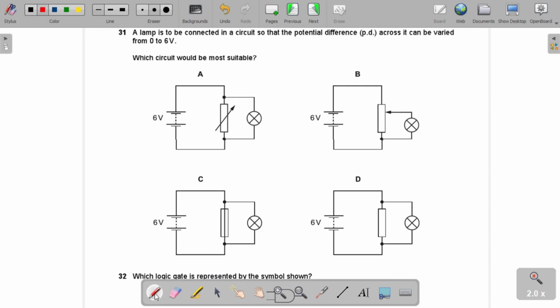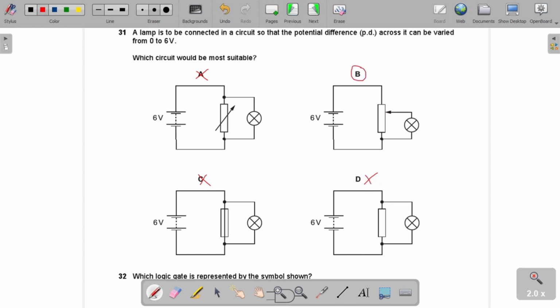Circuit A is not going to be suitable because the lamp is connected across a variable resistor. The function of a variable resistor is to control the current. So in this case, this is wrong. The lamp will still remain at 6 volts. The same goes for C. Option C, there is no circuit component that allows the voltage to be varied like this, and it is also connected in parallel. So this is wrong. For option D too, it is wrong. It is connected in parallel.